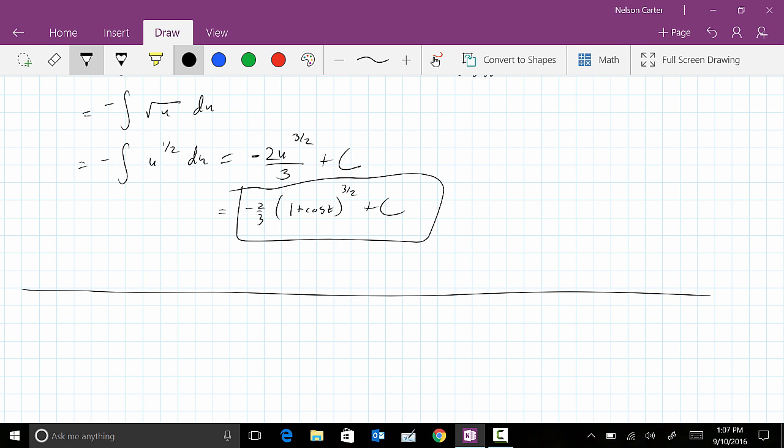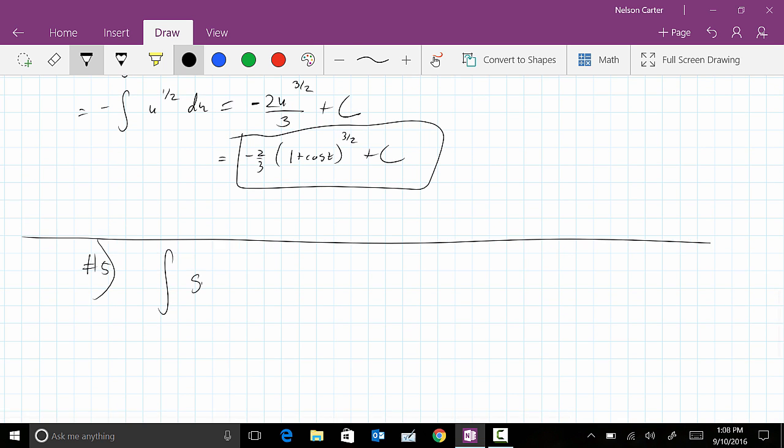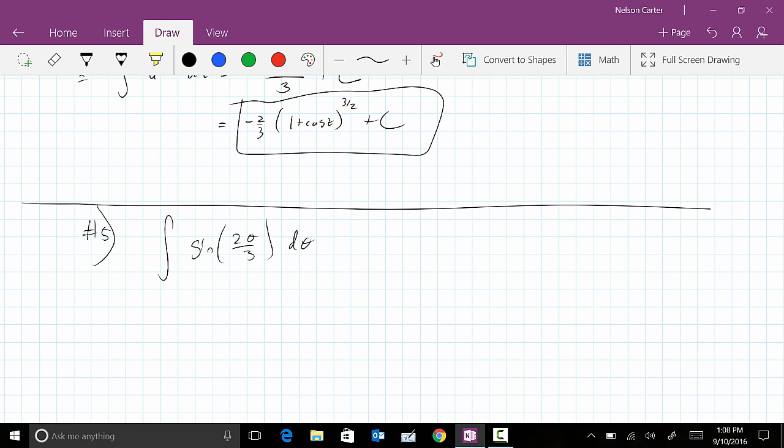Let's see, I already did that one. Okay, I did 4. So let me do number 5. I've got the integral of the sine of 2 theta over 3 d theta. All right, so same kind of deal.